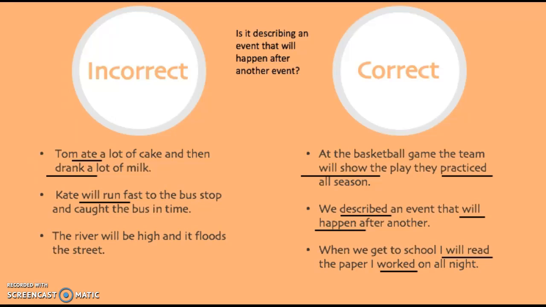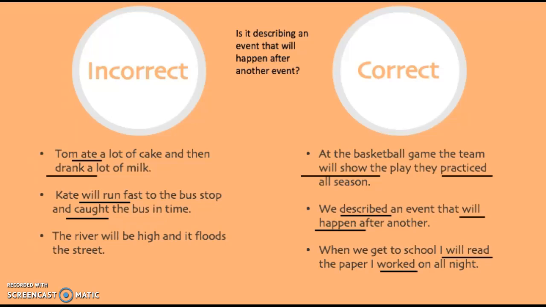Is it describing an event that will happen after another event? So Kate will run fast to the bus stop and caught the bus. Alright, so will run, that is something that will happen, but will it happen after she catches the bus? No, it happens before, therefore it is not correct. And I'm not going to change it just for a sense of time here.